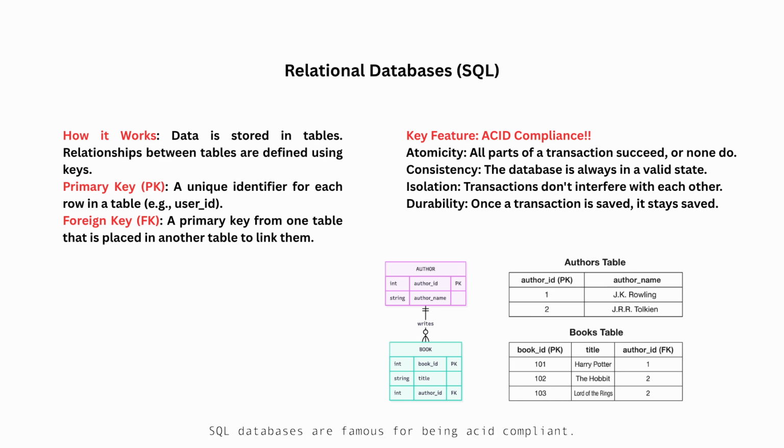SQL databases are famous for being ACID compliant. This is a set of guarantees that make transactions reliable. Think of a bank transfer. Atomicity ensures you can't withdraw money from one account without depositing it in another. Durability means that once the transfer is complete, it's permanent, even if the power goes out. This reliability is why SQL powers most financial and transaction systems.